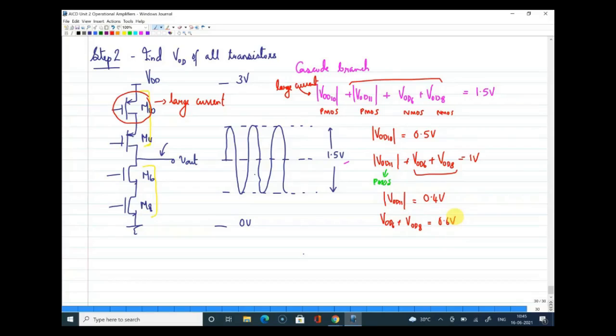All right. So what I have done is I have taken the cascode branch of 4 transistors. Since the top is carrying the largest current, from 1.5, 0.5 is assigned directly. And the remaining 1 volt, if I assign equally, will be 333 millivolt for each. But since I clearly see that 2 are NMOS and 1 is PMOS, for the PMOS I am assigning slightly more overdrive compared to NMOS.